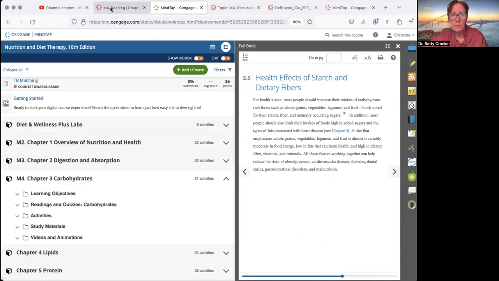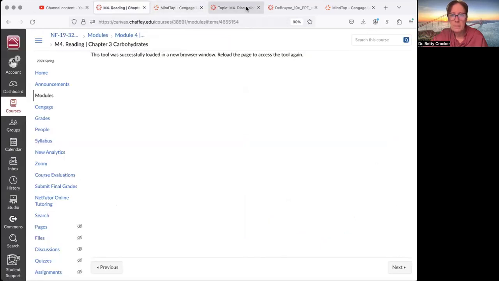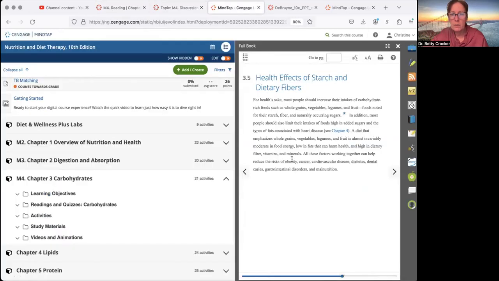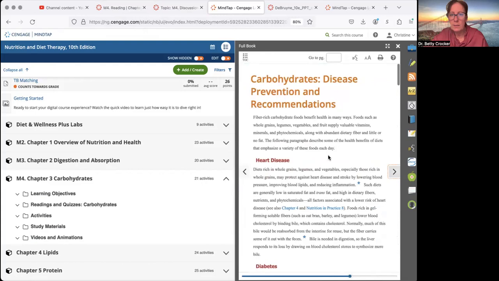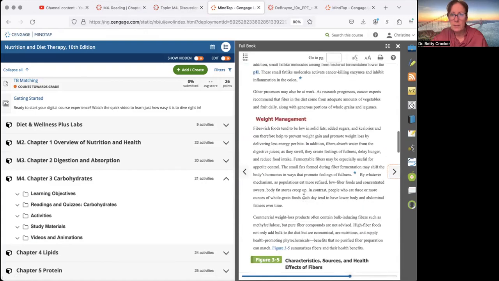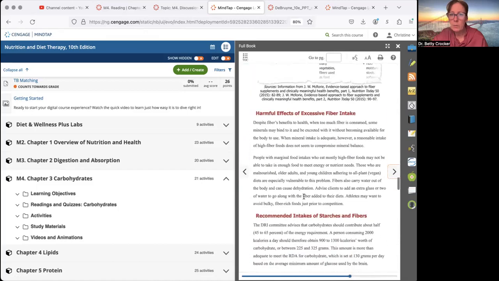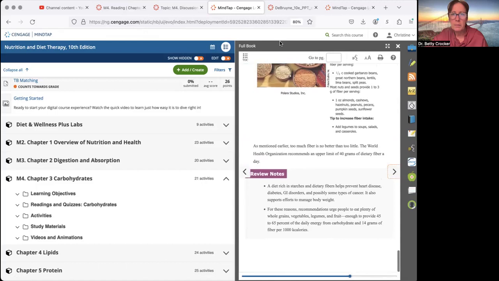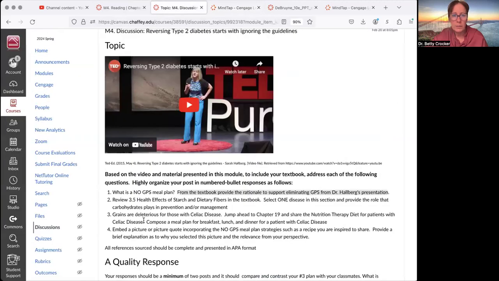Let's see what it says. So the health effects: select one disease and provide the role that carbohydrates play in prevention and/or management. From all of these diseases that are listed here, we have heart disease, diabetes, GI, cancer, weight management. Select one of those, read about this, and then simply provide the content addressing that.